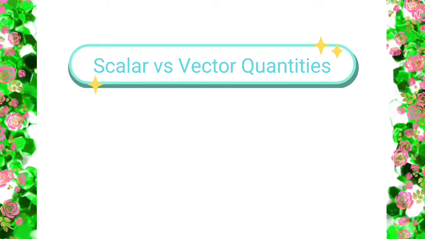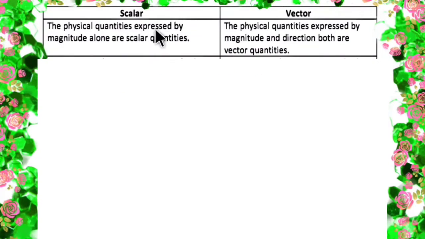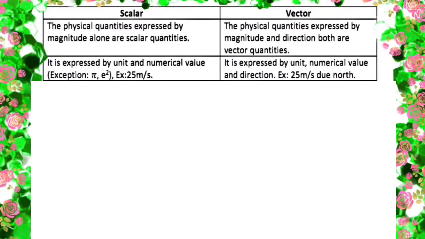In this video, we will learn about the difference between the scalar and the vector quantity. So let's begin. The physical quantities expressed by the magnitude alone are scalar quantities. If we have a physical quantity which has only magnitude, in that case it is considered as a scalar quantity. The physical quantities expressed by magnitude and direction both are vector quantities. If we have the magnitude as well as the direction of that physical quantity, in that case it will be considered as a vector quantity.